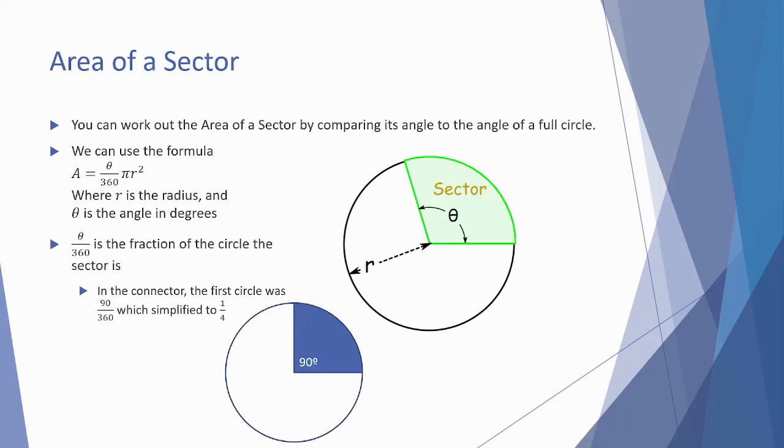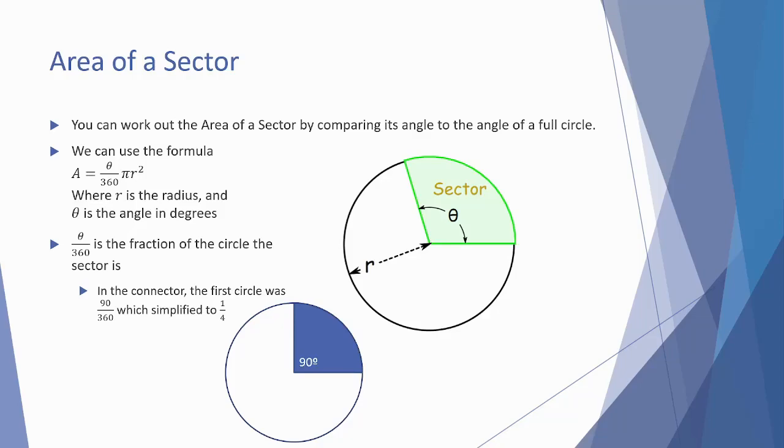Now if we go back to our first one, where we had that quarter of a circle shaded, we can see that 90 over 360 can be simplified down to a quarter. So if it was not as easy to see, we can then simplify it by using our fraction knowledge.